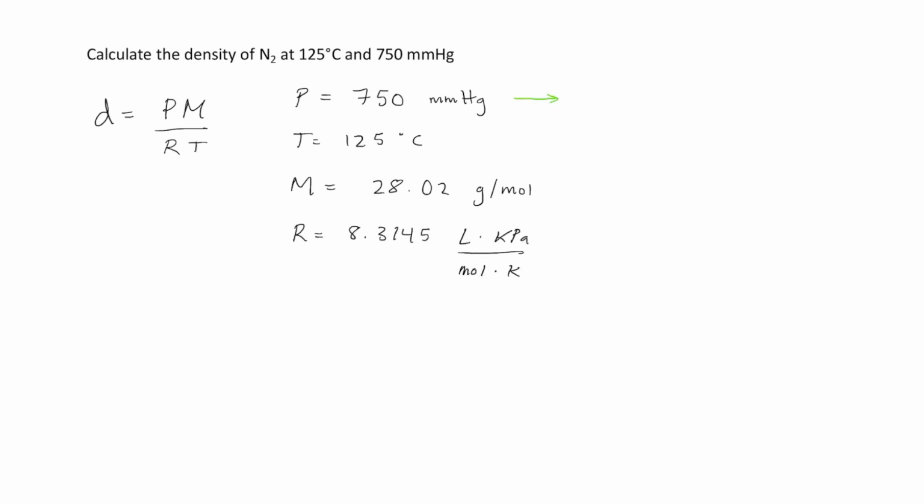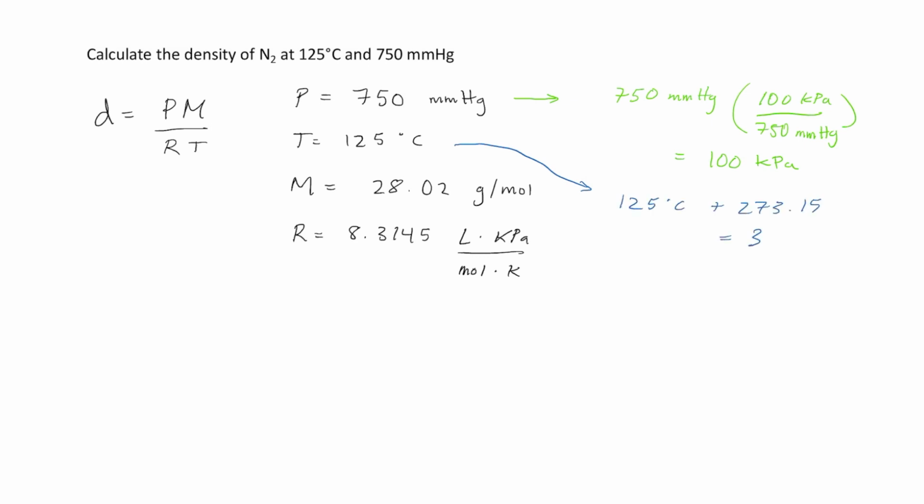Now before we plug these values into our density equation, remember that because I used this gas constant, the pressure needs to be in kilopascals and the temperature needs to be in kelvins. So let's quickly convert 750 millimeters of mercury to kilopascals. So that means our pressure is 100 kilopascals. And then when we convert our temperature from degrees Celsius to kelvins, we see that the temperature is 398.15 kelvins.